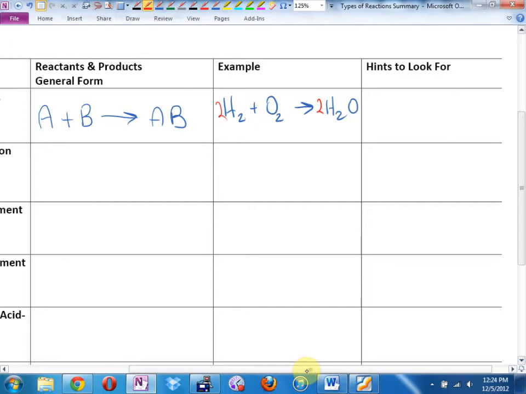How can you recognize this? 2 single elements. That's how you spot it.